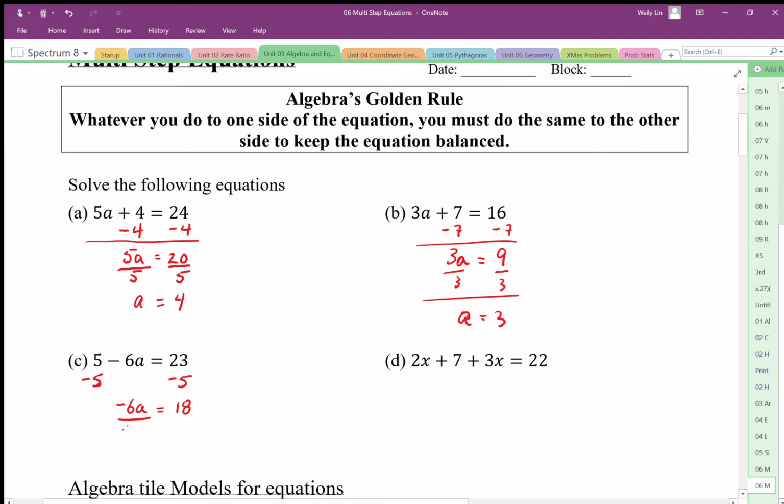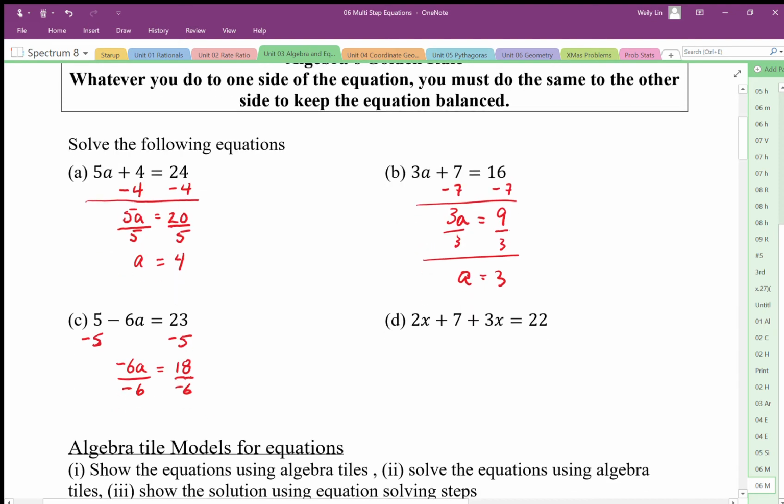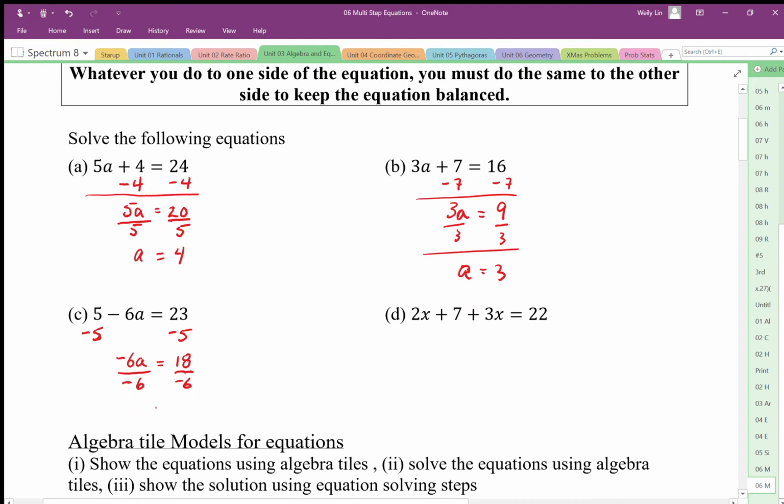I'm going to get rid of that times negative 6 with a divide by negative 6. So my solution then ends up being a is equal to negative 3. Now, I can get rid of the plus 7, but I think what's always a good idea is if you have like terms, it's always a good idea to combine your like terms.